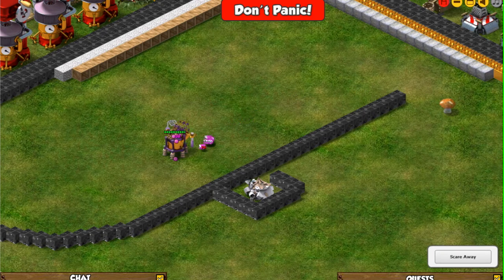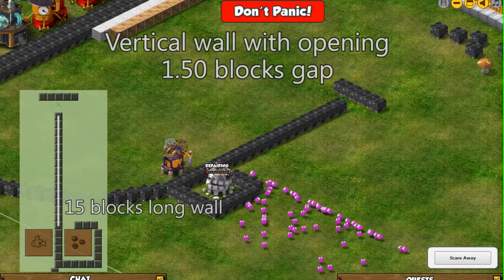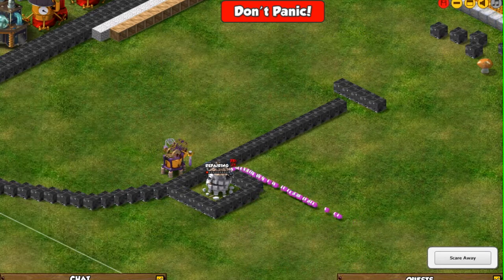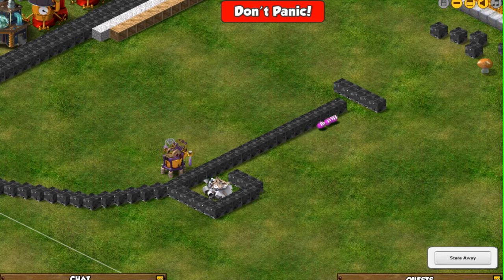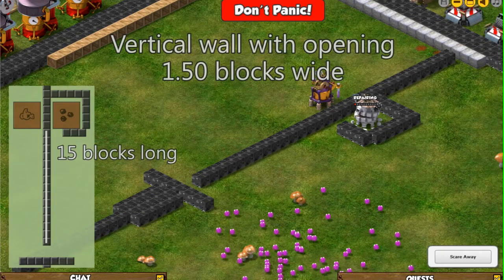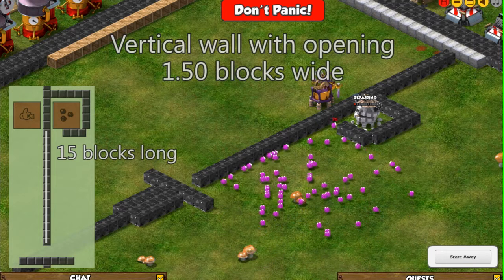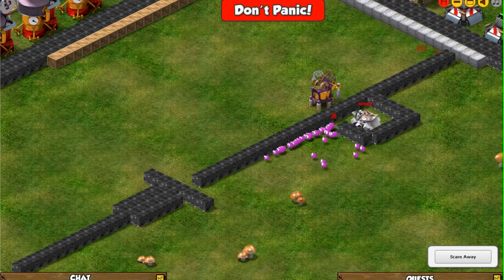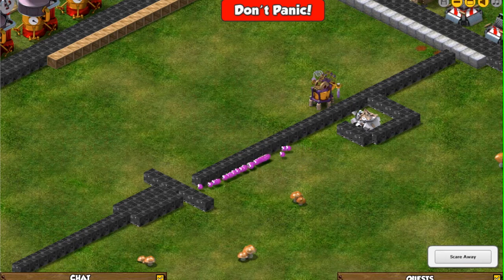Here we got a vertical wall with a 1.5 block wide opening, and it passes 15 blocks as we know. So basically this doesn't decrease pathing at all. Here we got the same wall, just going in a different direction. As you'll notice quite soon, that's why I have included both directions.